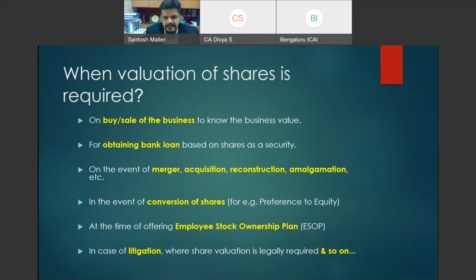Amalgamation. So when there is an amalgamation, typically under international IFRS or Ind AS, amalgamation, reconstruction, acquisition, merger, it gets subsumed as business combinations. So Ind AS 103 is applicable in that case. So in such cases, you would have to have a valuation of the assets and liabilities as well as valuation of the consideration, the purchase consideration, which is important. So all these transactions would involve a valuation exercise, which will have to be undertaken.